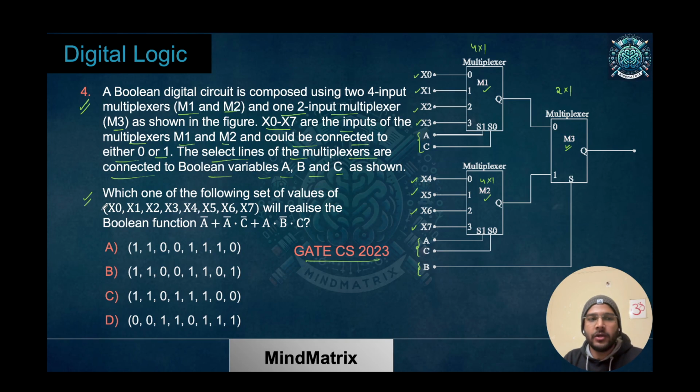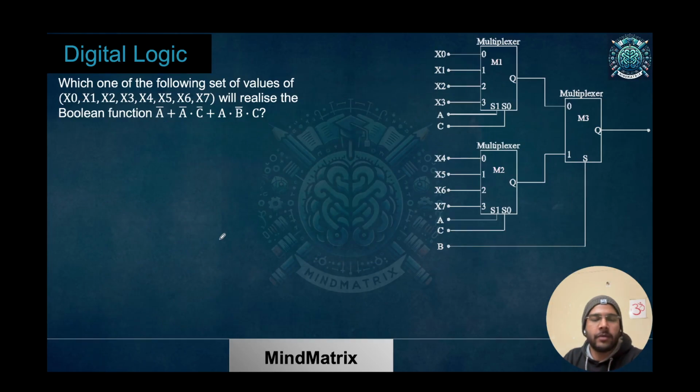Clear? Now we need to find out which one of the following set of values of X0 to X7 will realize this given Boolean function. That we need to find out. So what can be the possible values so that we can get this final Boolean function here? Okay, that we need to find out. So let me write, so here we have this function. So let me write here again, it is A complement plus A complement C complement plus A B complement C.